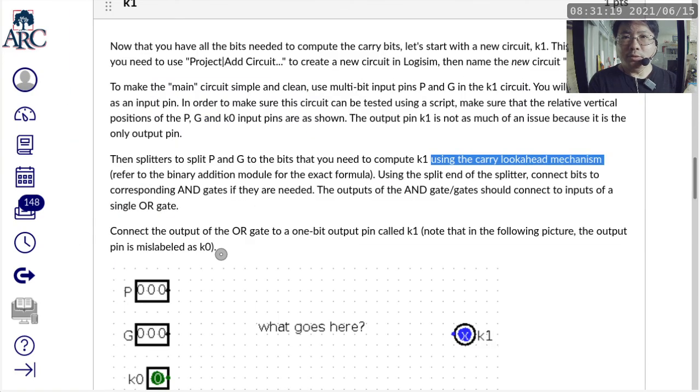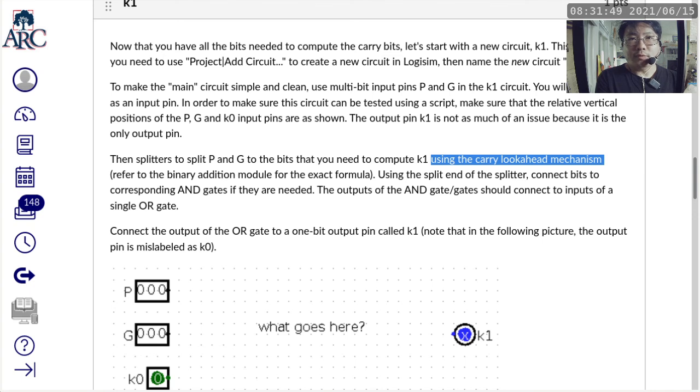This is why we use a splitter. We talked about how to use a splitter from the first lab, and the multi-bit lab had a more concentrated discussion of the splitter. That's how you extract the individual bits out of P. This is P0, this is P1, this is P2, G0, G1, G2. So you have to extract the right bits out.